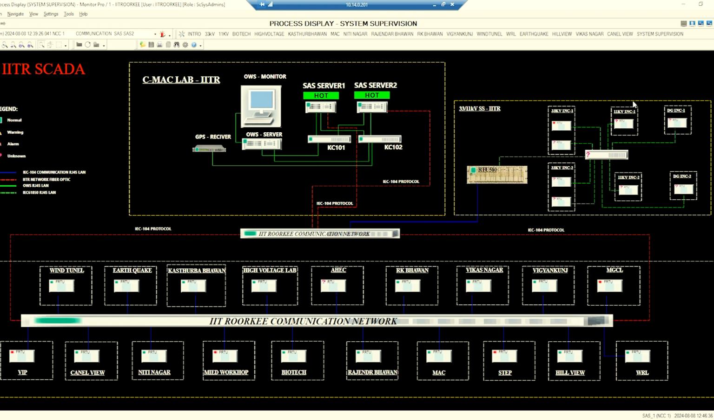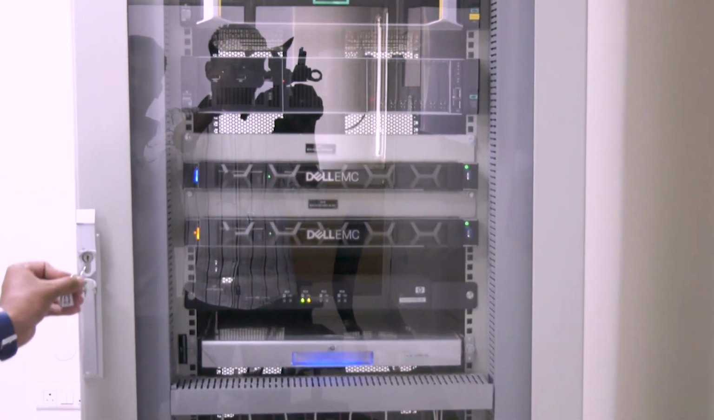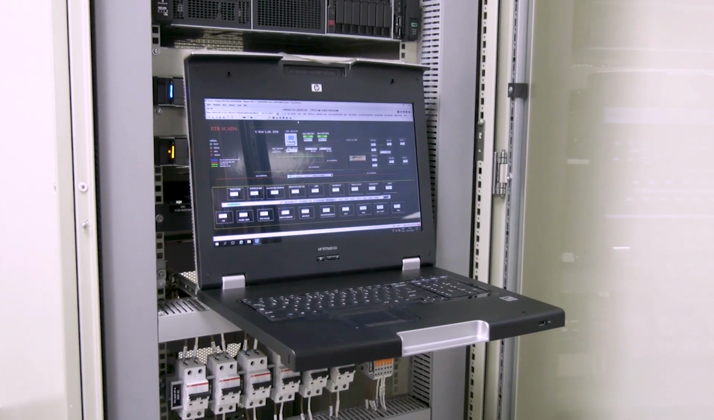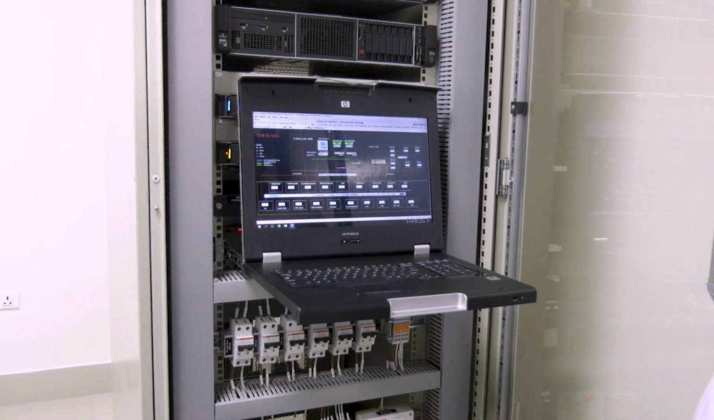The SCADA server panel, equipped with communication devices and networking equipment, forms the core of the SCADA system, facilitating seamless communication and data exchanges across the power distribution network. The high performance Dell EMC server and industrial PCs ensure that all information is consistently reflected across all systems.